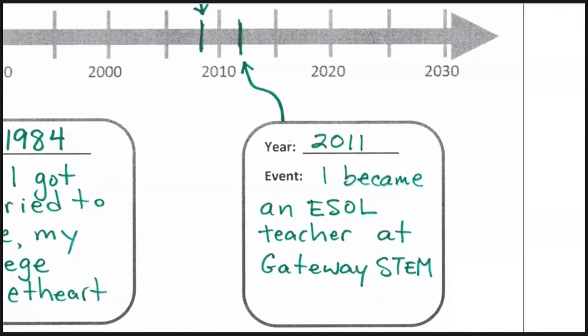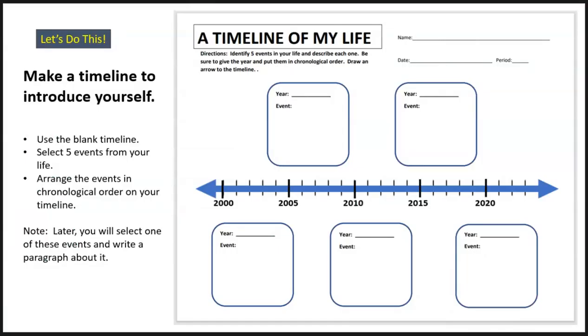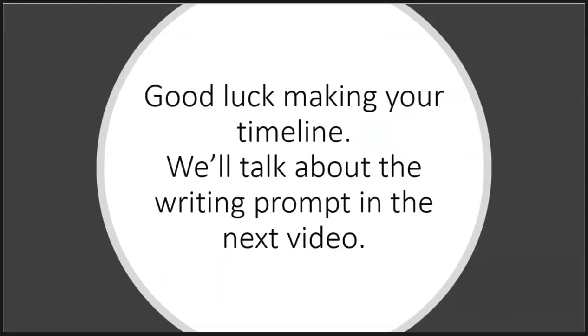All right, so there's my timeline. And next, I want to remind you that when you make your timeline, you're going to select one of these events later to write a paragraph about it. So that's all you've got to do to make your timeline. So good luck making it, and we'll talk more about that writing prompt in the next video.